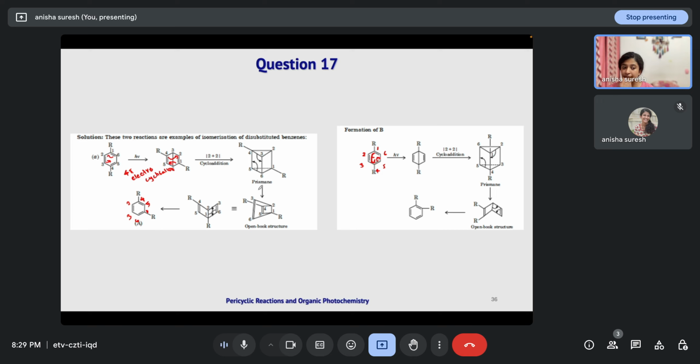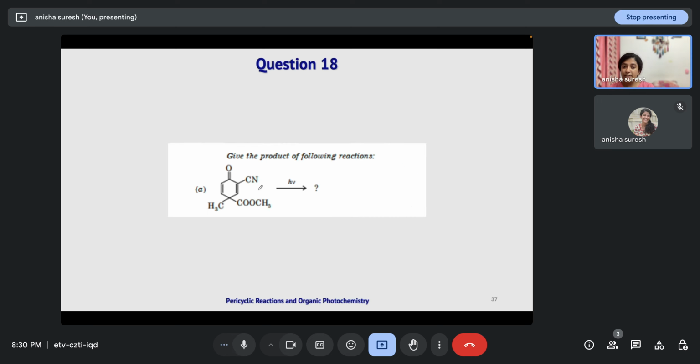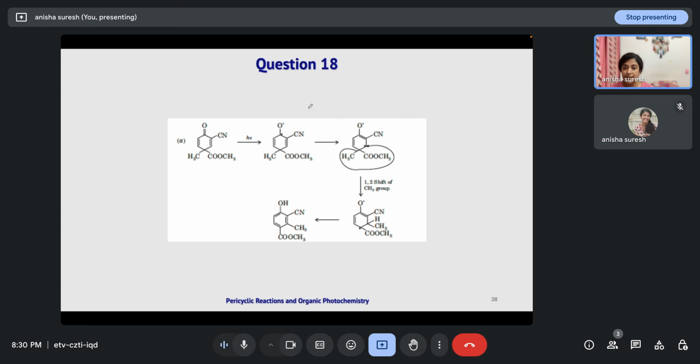If there are no further doubts, we can move to the last question of today's session. That is question number 18. Give the product of the following reaction. So this is our starting material. Under photochemical condition, what will be the final product that is formed in this reaction? This is a dienone sort of system. Okay. So what is happening under photochemical condition?